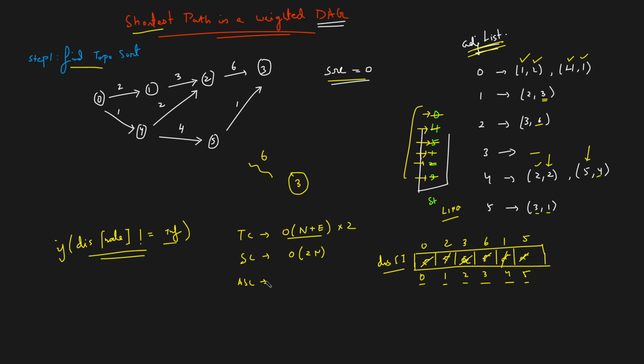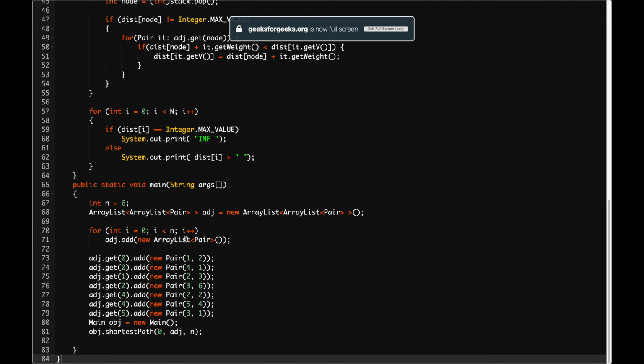If you are using a DFS algorithm, there will be auxiliary space complexity. If you're using the BFS algorithm, there will be no auxiliary space. So this will be the overall time complexity and the space complexity in order to find the shortest path in a weighted DAG. So let's discuss the Java solution.